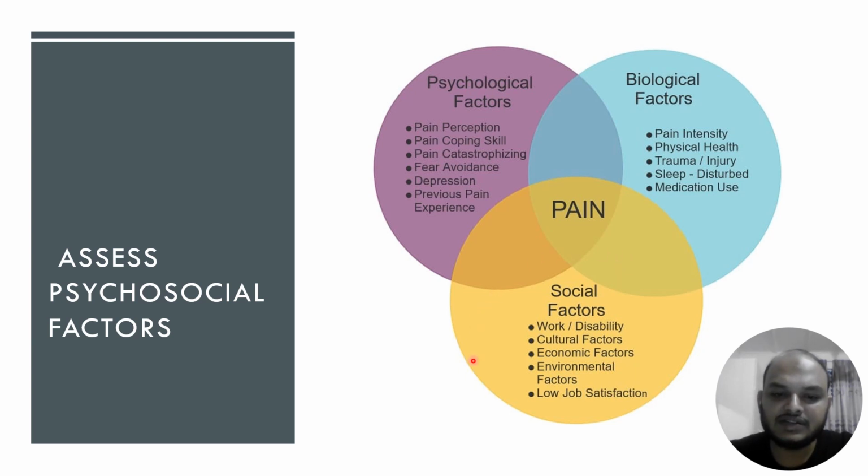So here you can see some examples in social factors, right? So low job satisfaction, environmental factors. So I have knee pain and my house doesn't have a lift and I have to go 4 floors climbing the stairs. That's a social factor that will aggravate my pain, will make it worse. Similarly, psychological factors, right? So I have a very bad experience with my knee pain consultation. So I believe doctors are not going to help. Modern medicine is not going to help.